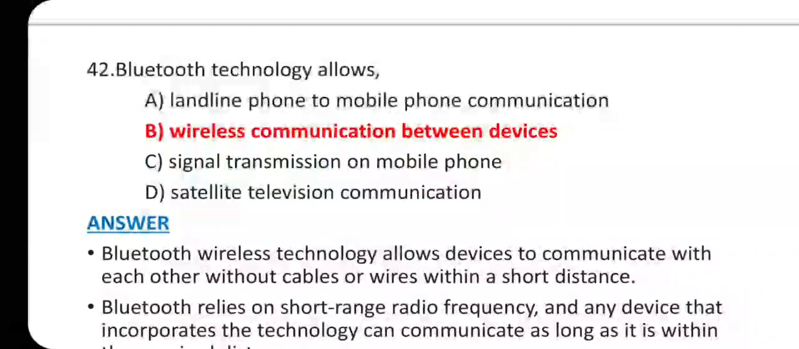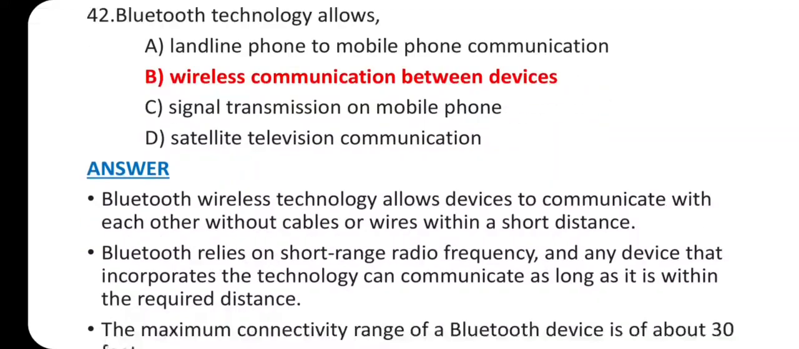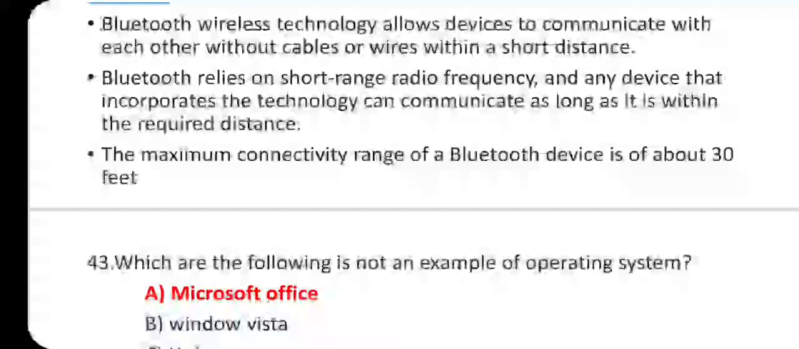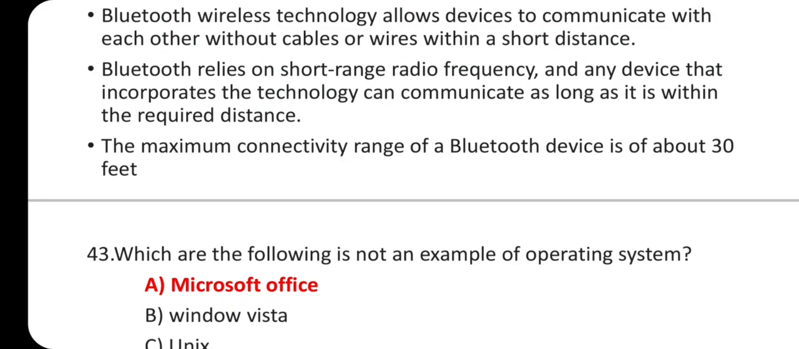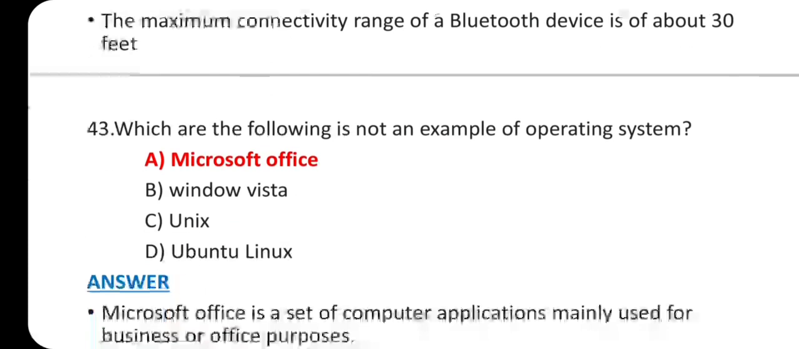Question number 42. Bluetooth technology allows. Answer is option B, wireless communication between devices. Bluetooth wireless technology allows devices to communicate with each other without cables or wires within a short distance. Bluetooth relies on short range radio frequency, and any device that incorporates the technology can communicate as long as it is within the required distance. The maximum connectivity range of a Bluetooth device is about 30 feet.